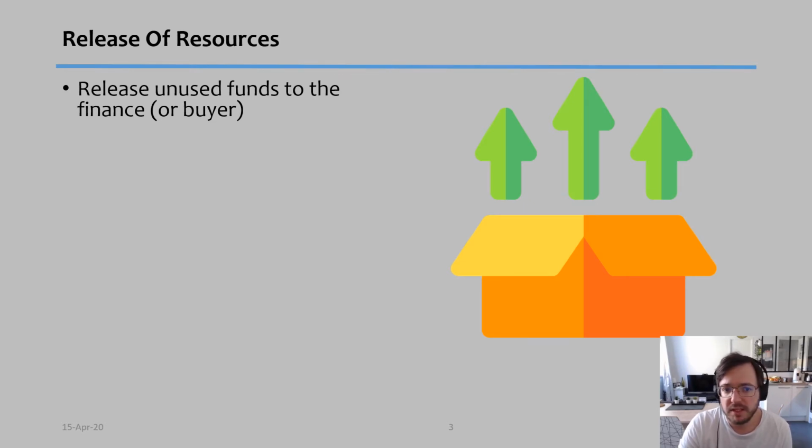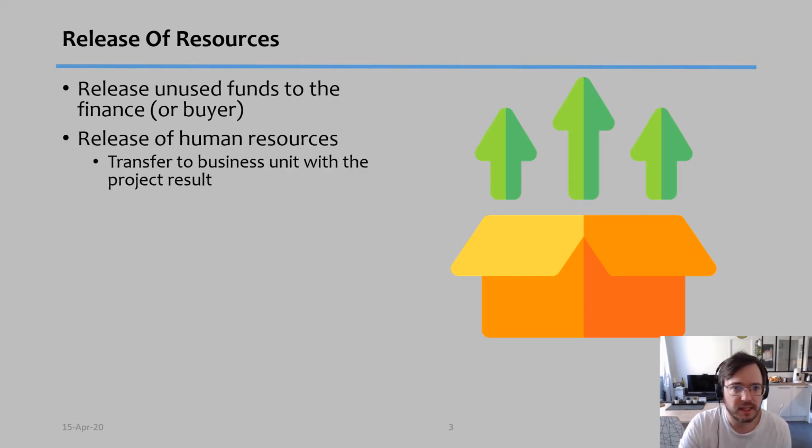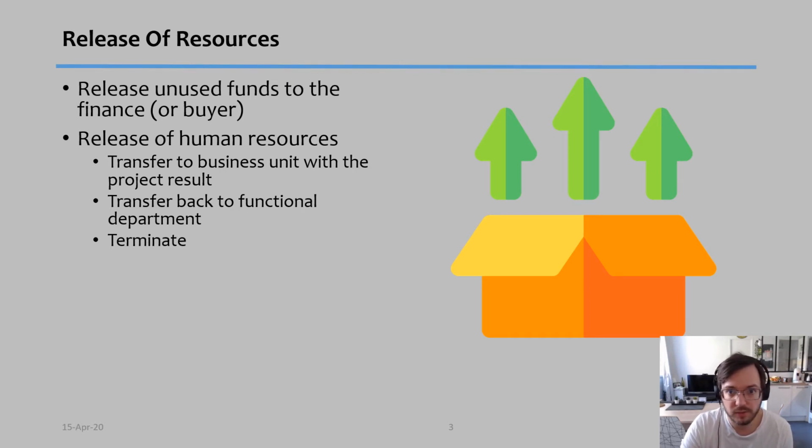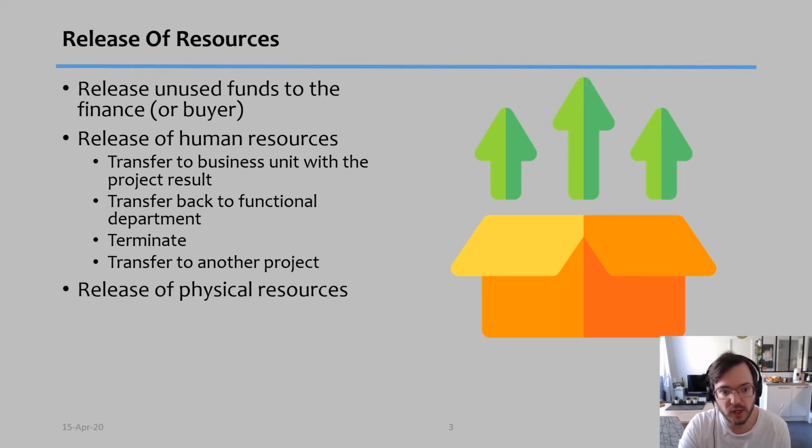So you're going to have to release funds to the finance department or to the buyers, depending on the situation, and you're going to have to release your human resources. And here, what can happen? Well, they might be transferred to the business unit if the project is going to integrate into the business itself, and therefore they are the ones that are going to manage it, or they might transfer back to their old jobs or back to their functional department. Their contracts might be terminated, since some team members are only hired during the length of the project, or they might be transferred to another project.